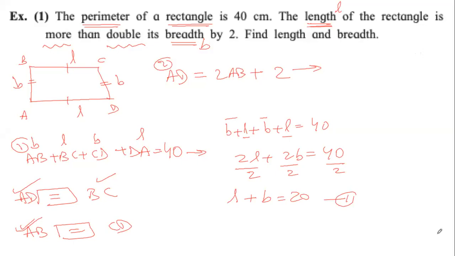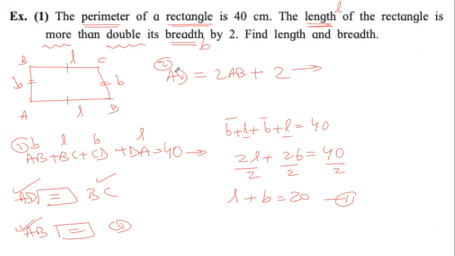Karthik, see what you did wrong. Chanda, see what you did wrong. Equation 1 becomes L plus B equals to 20. Make a note. It will vanish from the screen soon.